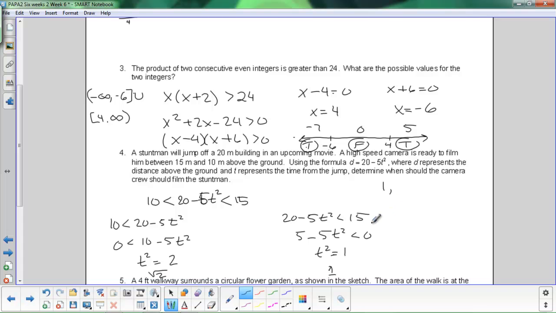Again, we're going to use our values here. Actually, we just need to set it up in such a way that it makes sense. So if this is the answer to time on the maximum end and this is the answer to time on the lower end, that means the camera needs to be turned on between 1 and the square root of 2 seconds, which means it's 1 and 1.41 seconds approximately.